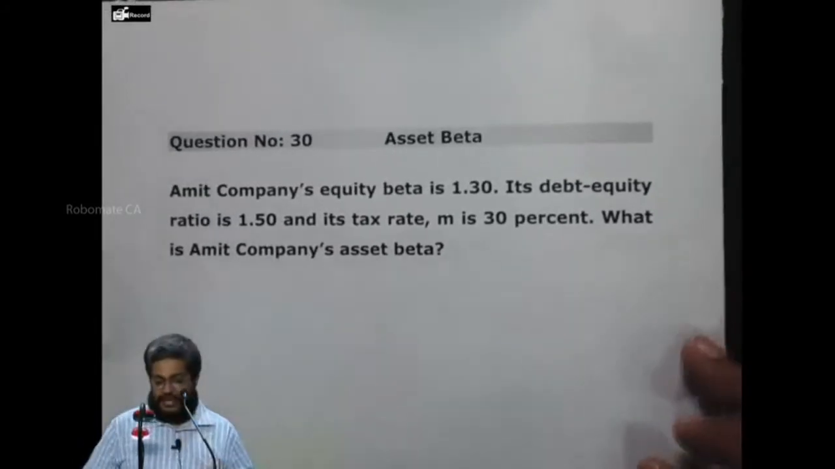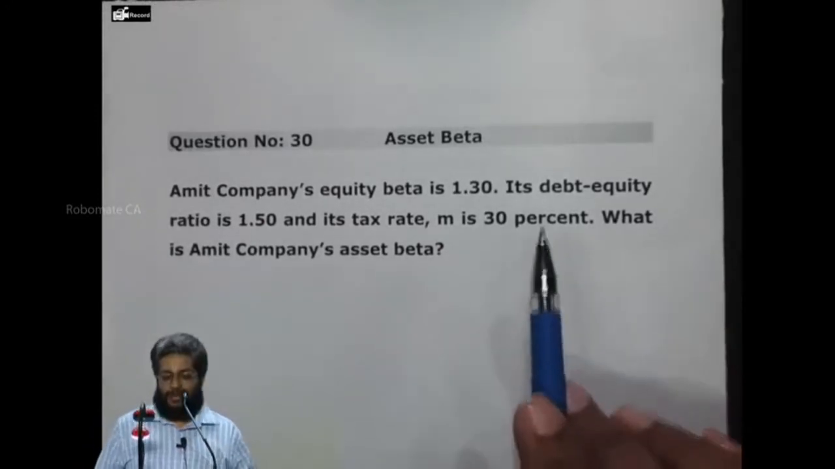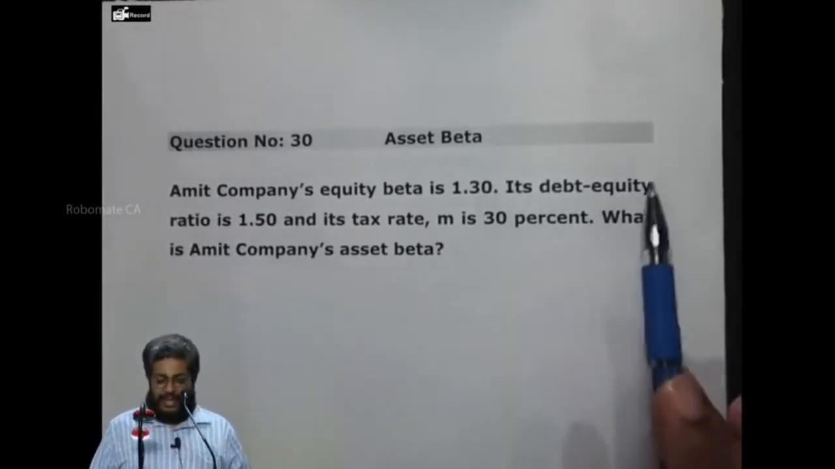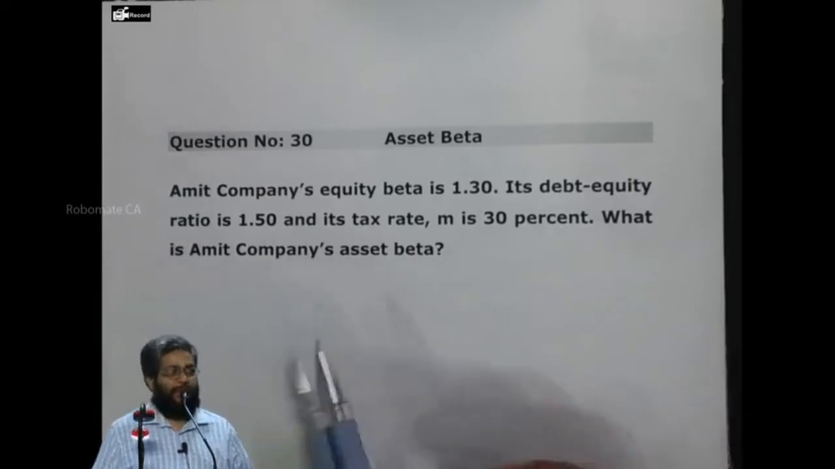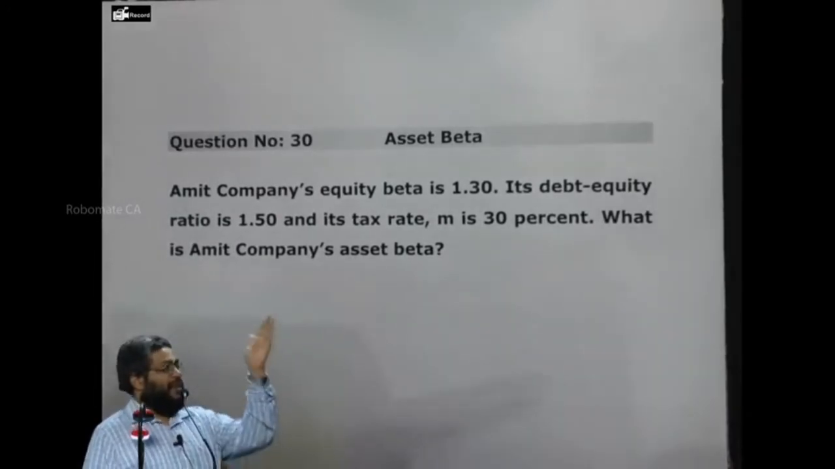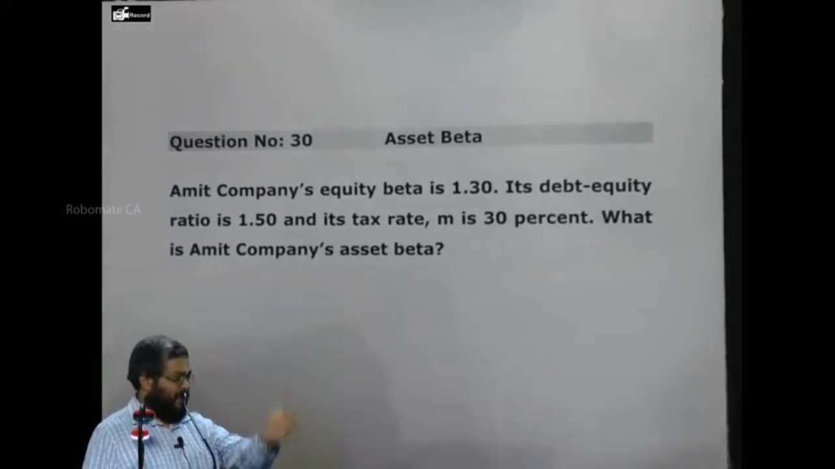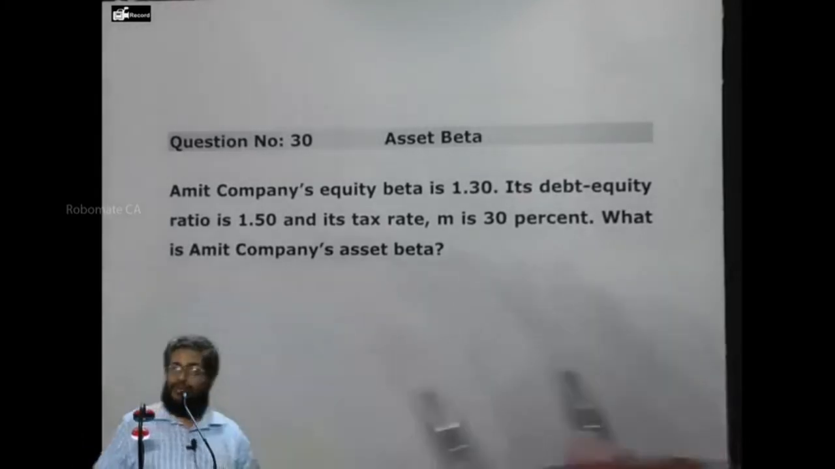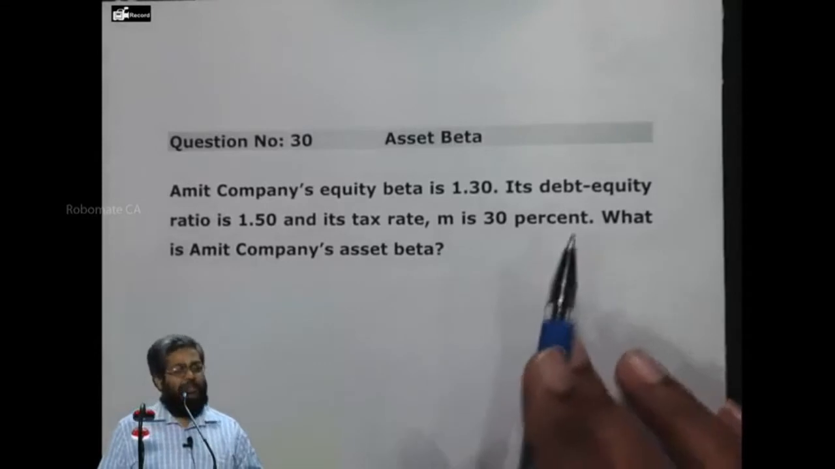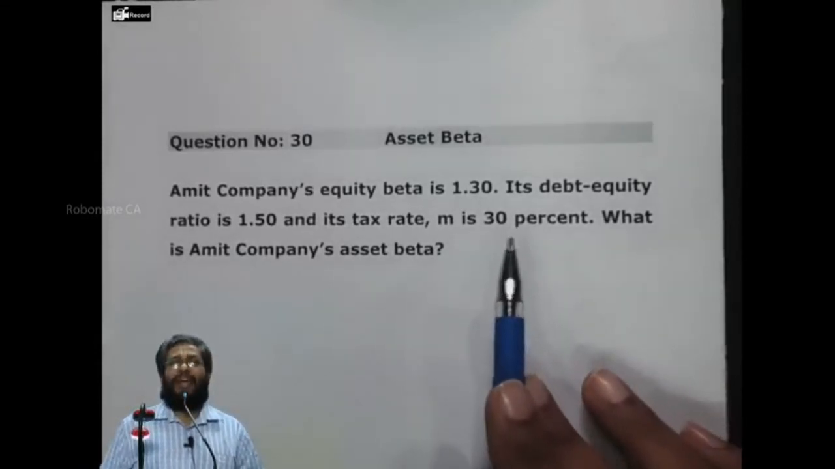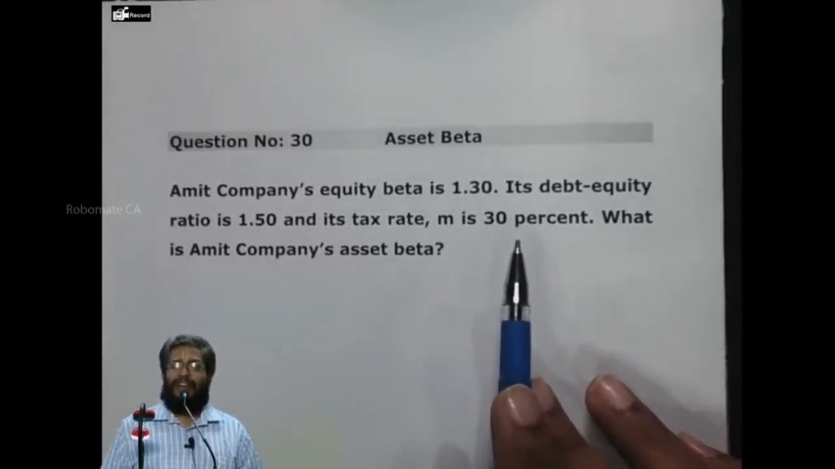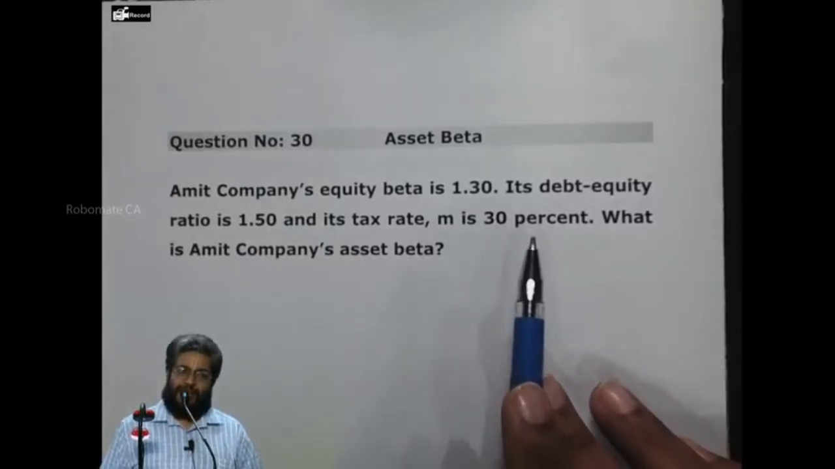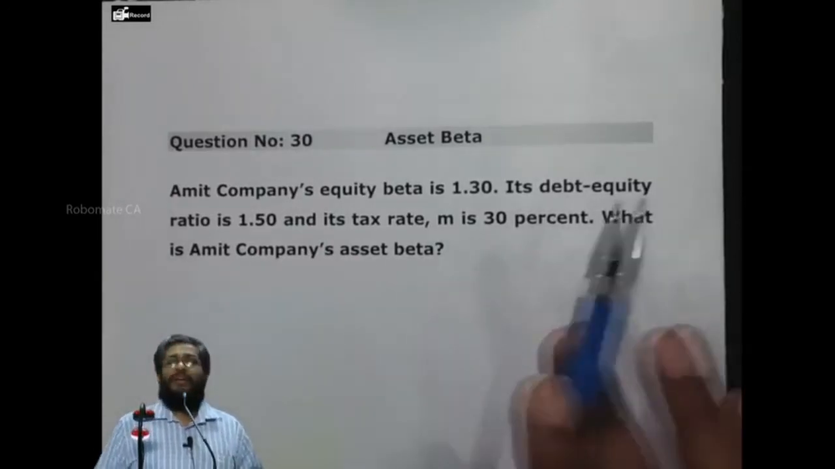Amit company's equity beta is 1.3. Its debt equity ratio is 1.5. Answer my question. Equity shareholder of this Amit company will be having business risk or financial risk or both? So he will be having a risk of both. So the equity beta given for the company will be levered or unlevered beta? Levered beta. Correct? Very simple.